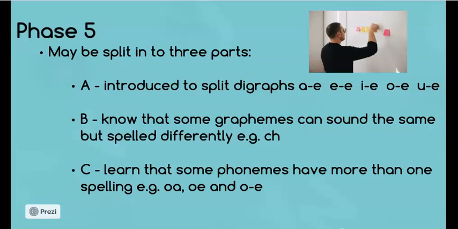Further, the next stage from that then is looking at the last few weeks. We'll be going into learning that phonemes have more than one spelling. So we can see there the O sound, so O-A, O-E, and the O split sound there, the O and the E.